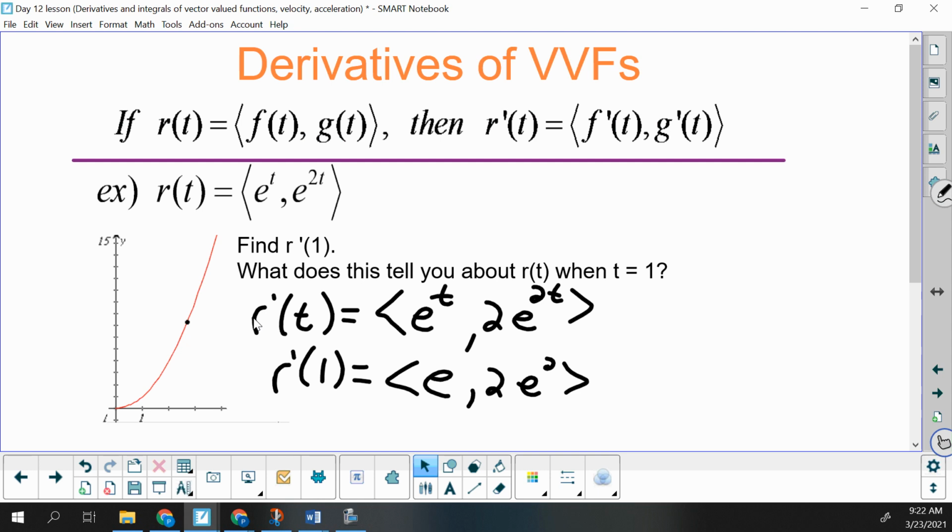And what is this telling us? Well, at the value t equals 1, we would have the position here, or the point, it would be e comma e squared. So that's what this is here roughly, e comma e squared. So this velocity vector, if the original had been a position, this would be a velocity. What this is essentially saying is we would go e more to the right and 2e squared up. So maybe a vector kind of like that. So it's telling you the direction, the speed, and the steepness at that point.